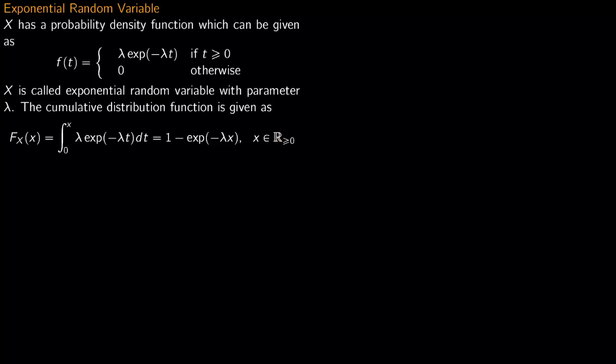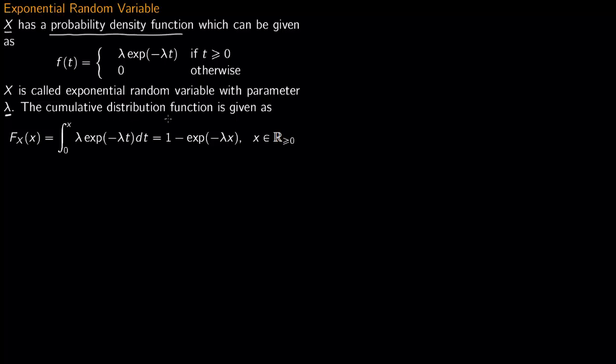Now we talk about exponential random variables. We say a random variable x is an exponential random variable if x has a probability density function which can be given as f of t is lambda times exponential of minus lambda t, where t is some positive real number, and it is 0 otherwise. Otherwise means that if t is a negative real number, you take f of t as 0. So x is called the exponential random variable with parameter lambda.